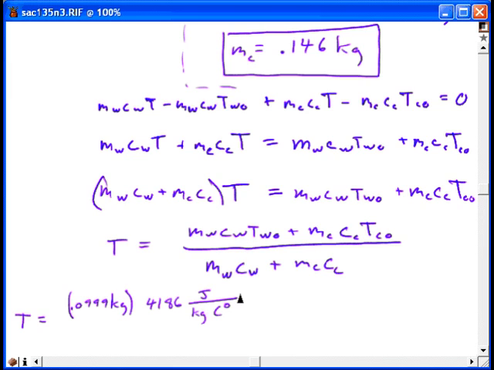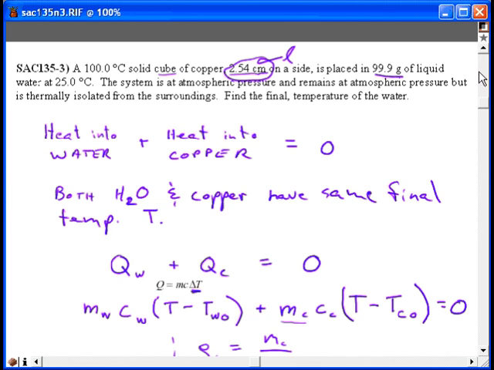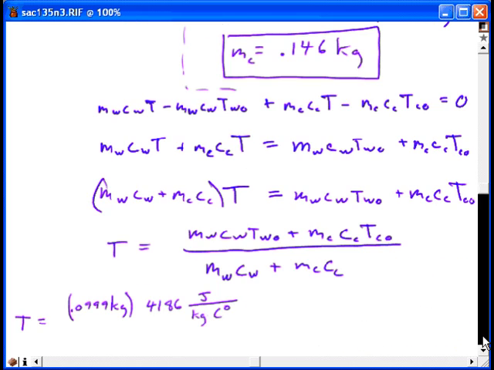And then the TW0. Better scrunch things up a little bit here. The initial temperature of the water was 25 degrees. Let's look that up. 25. Initial temperature of the copper was 100. Okay, then plus mass of the copper, we found to be 0.146 kilograms. Specific heat of copper, I looked that up in your textbook. I also looked it up on the internet.